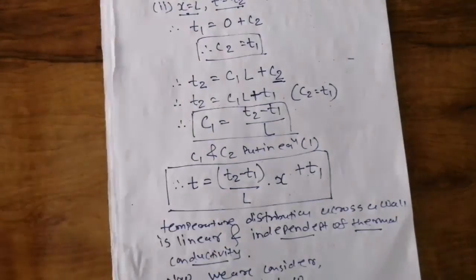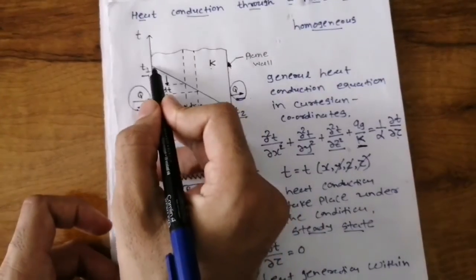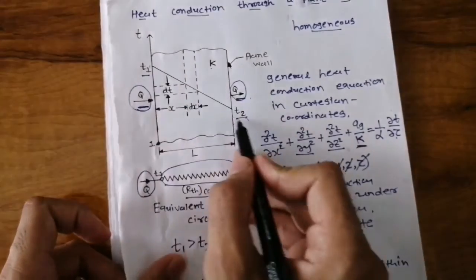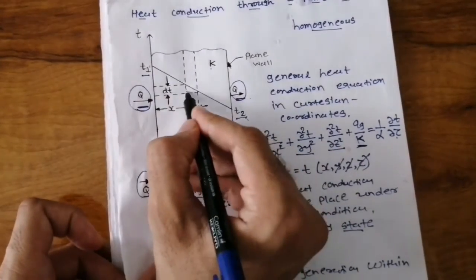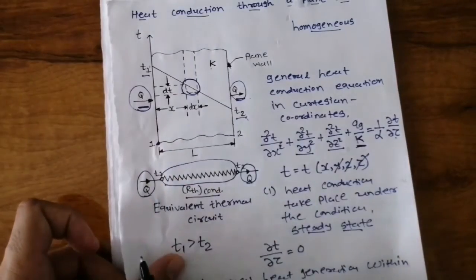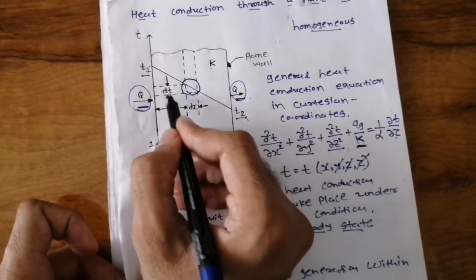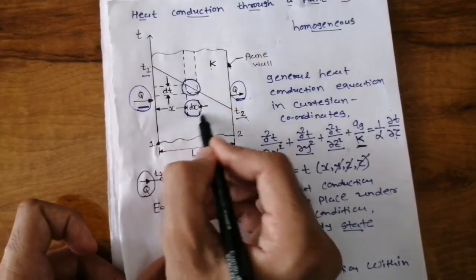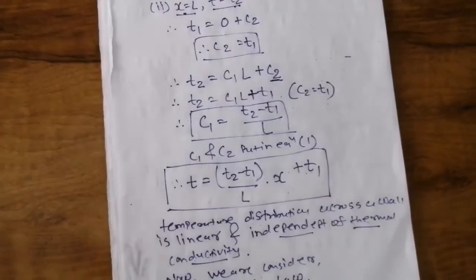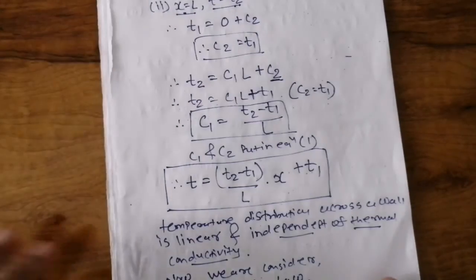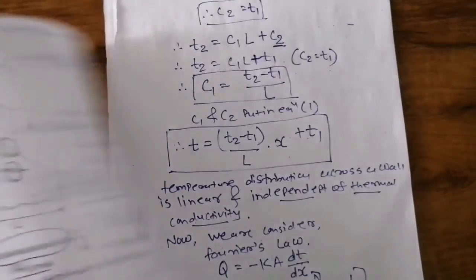Why should we consider the wall linear? Because the temperature will drop linearly from T1 to T2. So we consider that as your delta T, and that will be delta X.